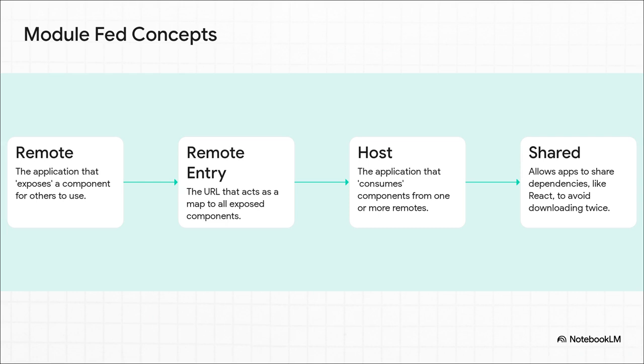Okay, so it works with 4 key puzzle pieces. First, you have the remote. That's the app that's offering up a piece of its UI, let's say a product recommendation widget. Then you have the host. That's your main app, and it wants to use that widget.